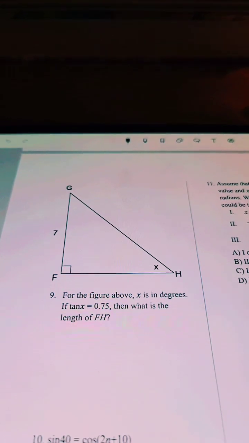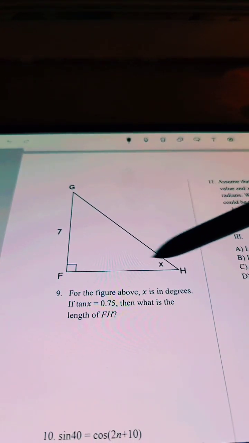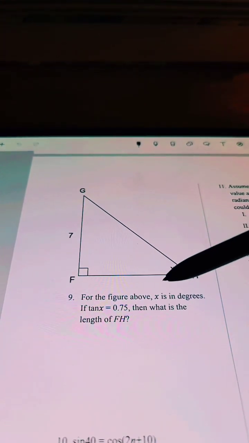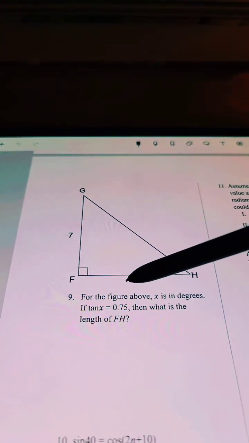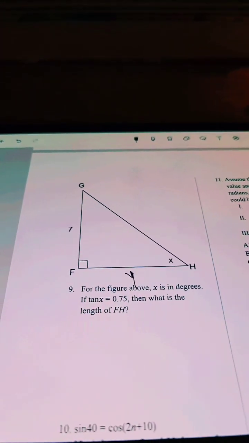So let's go to number 9 now. In the figure above, x is in degrees. If tan x is equal to 0.75, then what is the length of FH? So we're trying to find this guy. I'll call it y right here, since we already have x right there.